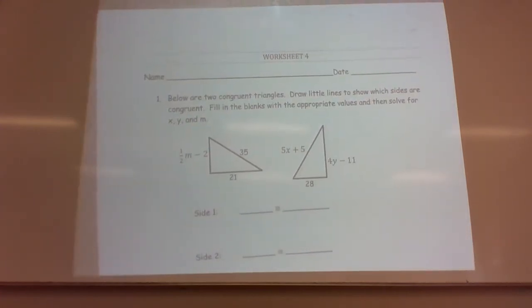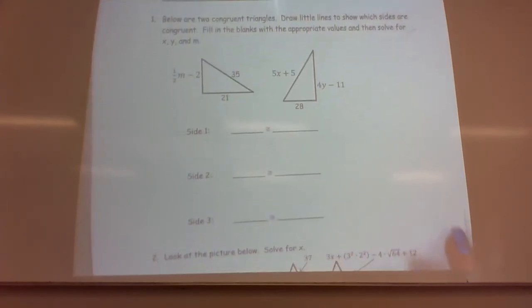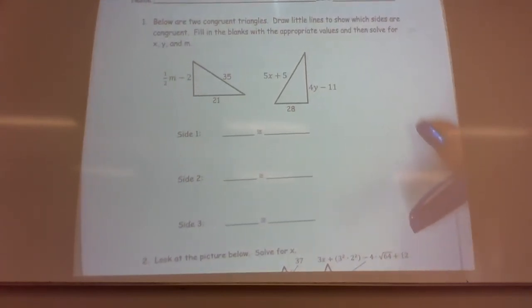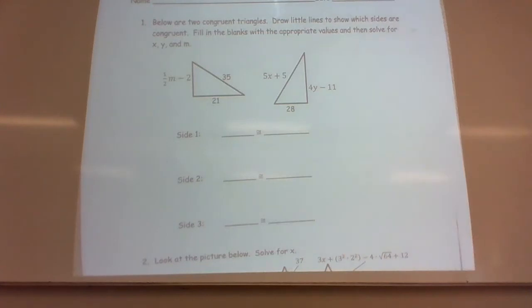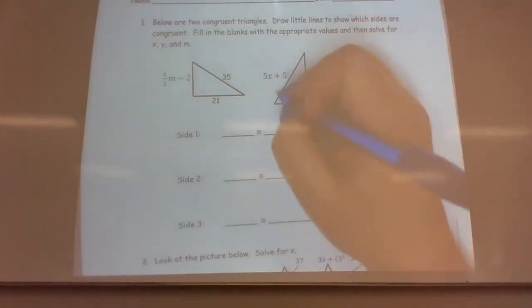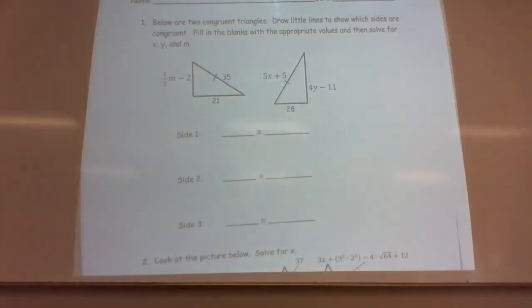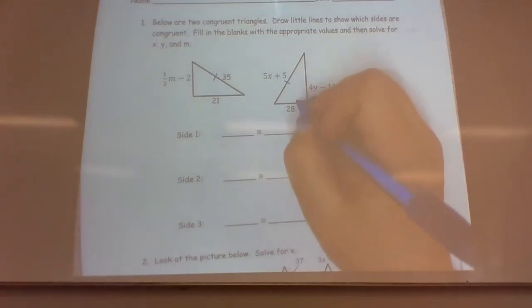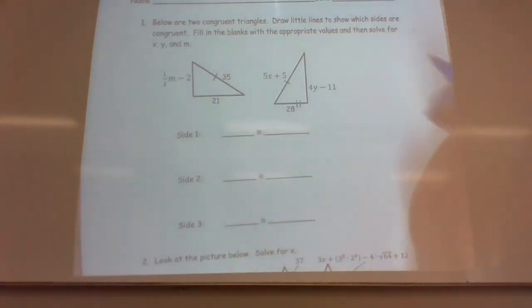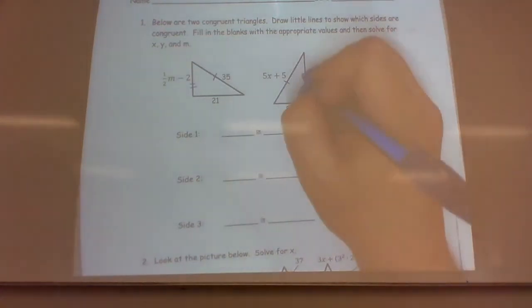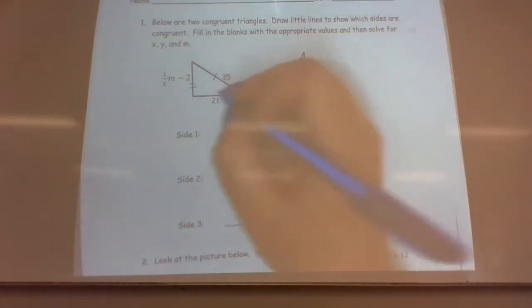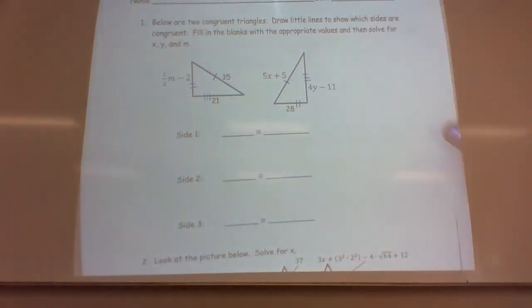So number 1, we have two congruent triangles. We're going to draw the lines to show which sides are congruent. Okay? So I'm going to draw which ones are congruent. So this side is congruent to this side. This shorter side is there. And then this side is congruent to that side.